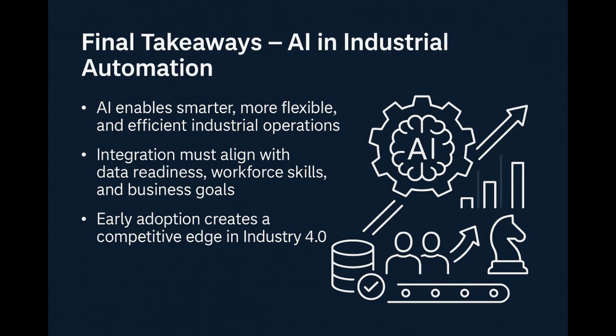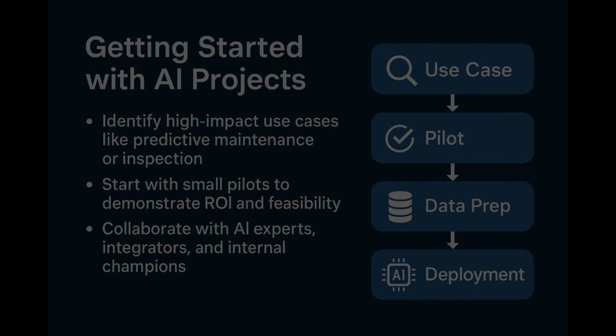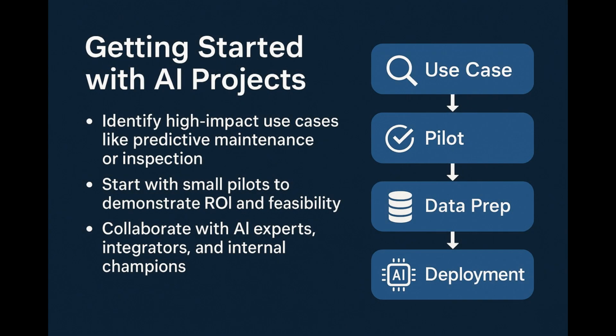So, how do you move from ideas to action when it comes to AI in your industrial environment? Here's a practical roadmap. Start by identifying a high-impact use case. Look for areas where downtime is costly, quality inspection is manual, or process optimization is challenging. These are great places to apply AI.